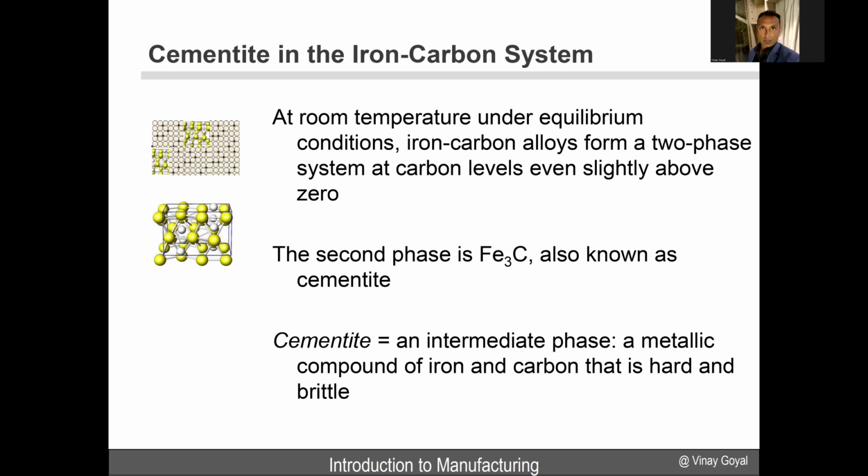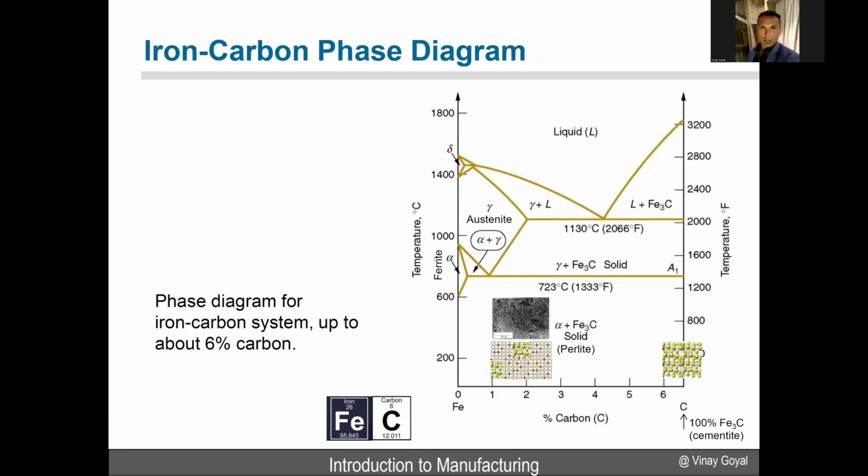So the second phase that we're talking about here is cementite. Now here's a much more complex diagram, but the concepts are the same. Here you will have iron on the very left, carbon on the very right, and this is a percentage of carbon. At this point, this line, you have 100% cementite, and you can see that the phase diagram for this iron-carbon system goes up to only about 6%.